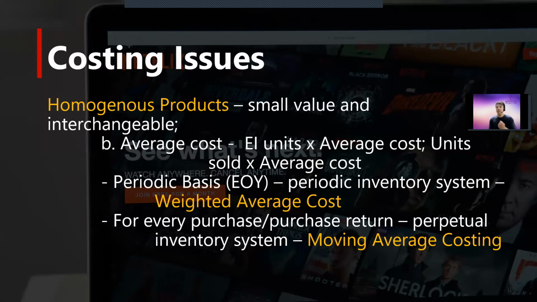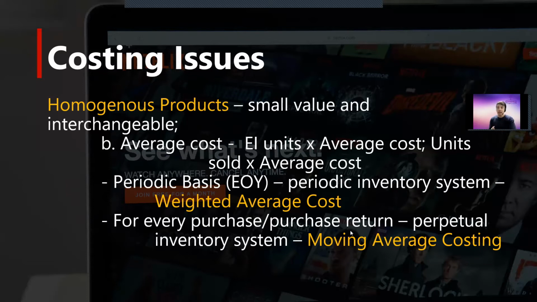If you are using a periodic basis, meaning you are applying the periodic inventory system, usually you do this at the end of the year. The average cost method that we refer to is the weighted average cost. So remember, class, there are two average cost methods. Number one, weighted average cost, and number two, moving average costing. We use weighted average cost if it's a periodic inventory system, and moving average costing if it's a perpetual inventory system, meaning you have inventory cards.